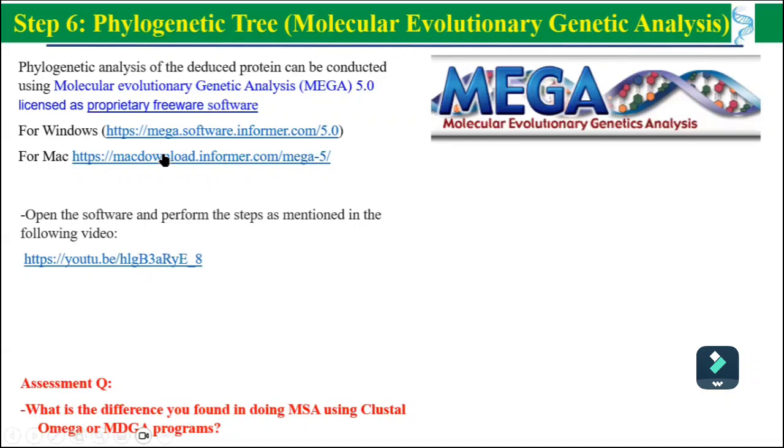So if you go to MEGA, download this software, and then click on this link to get the YouTube instructions on how to use this software. And then once you find out how to use it, which should not take more than 5 to 10 minutes of your time, this is what I tell my students. And then I ask them, what is the difference you found in doing MSA using Clustal Omega or the MEGA program? This should be MEGA, not MDGA. It's a typo over here, right?